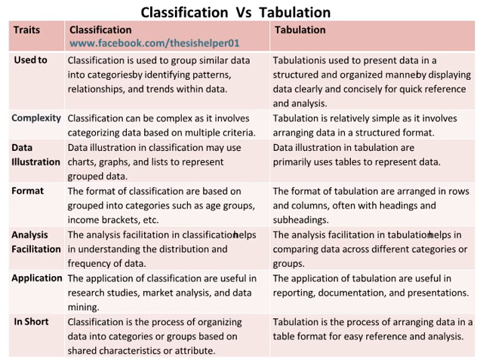In short, classification is the process of organizing data into categories or groups based on shared characteristics or attributes. Whereas, tabulation is the process of arranging data in a table format for easy reference and analysis.